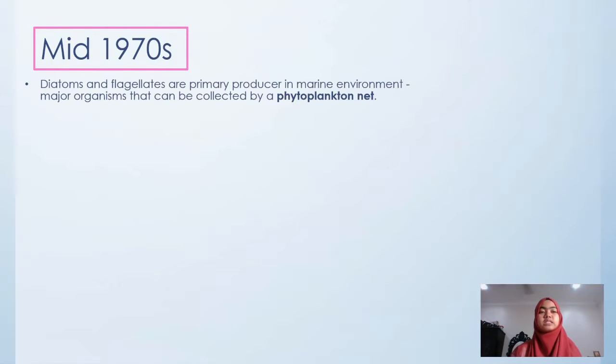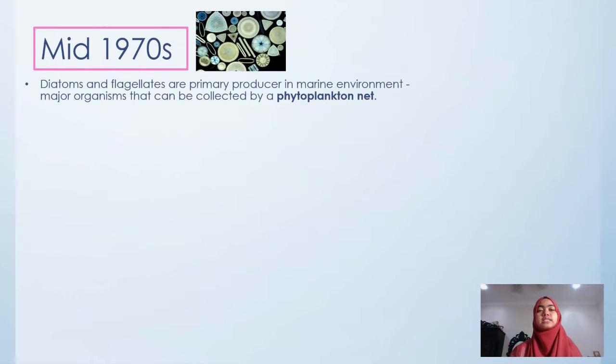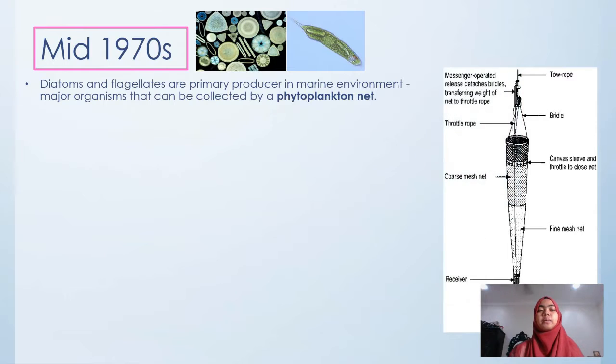In the mid 1970s, diatoms and flagellates were the primary producers in marine environments. I'll show you the image. This is a diatom and this is a flagellate, major organisms that can be collected by a phytoplankton net. This is a phytoplankton net. The receiver, which we call the cod end, is where the phytoplankton will be trapped inside and we can collect all of it.